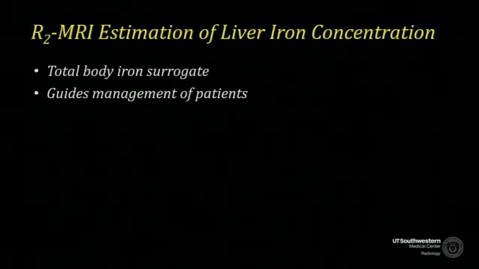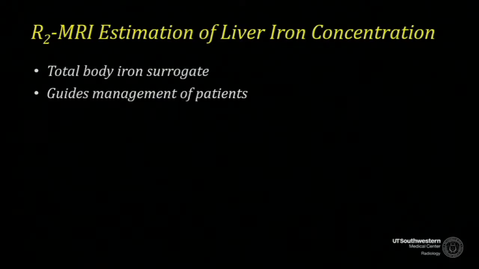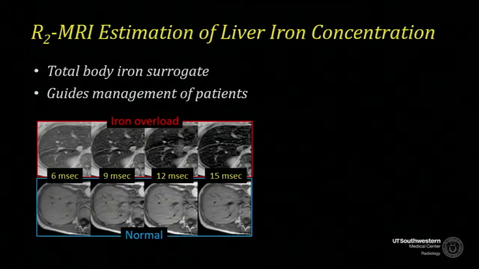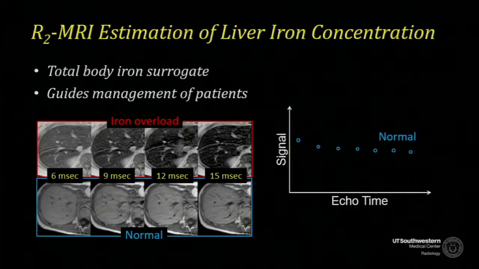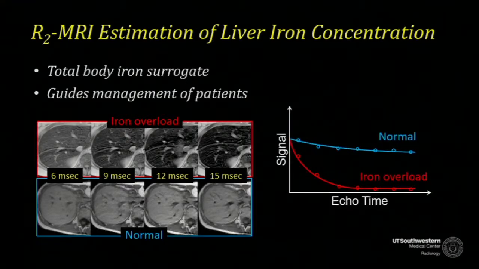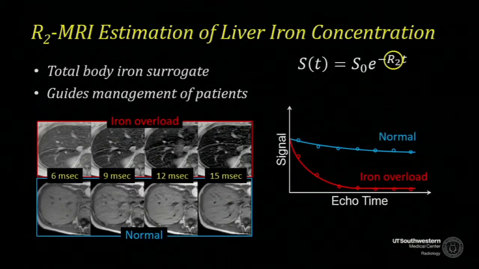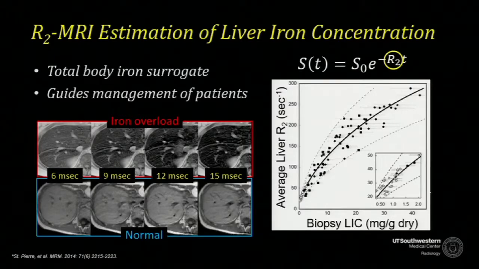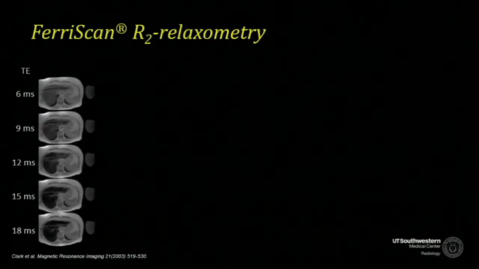R2 MRI estimation of liver iron concentration is a very good surrogate for total body iron, and it guides the management of patients who have known or are at risk for iron overload. It's based on the principle that liver affected by iron overload loses signal on prolonged TEs compared to normal liver. If you plot that signal against echo time, you can do a curve fit and solve for R2. The average R2 for the liver correlates with liver iron concentration.